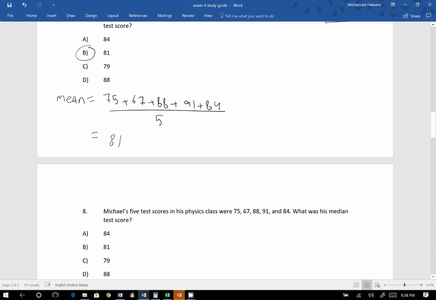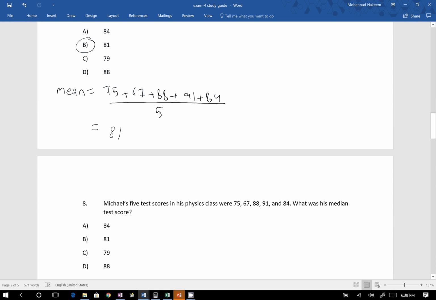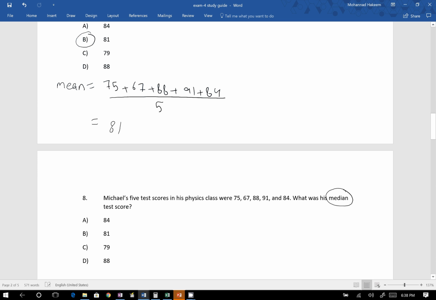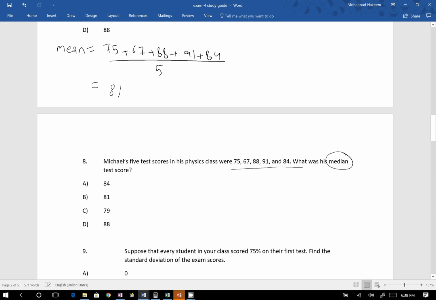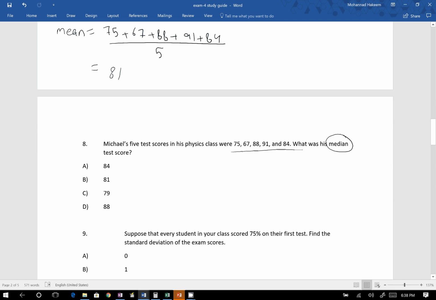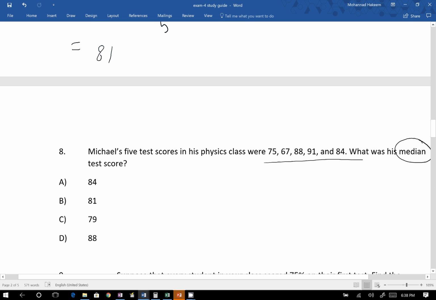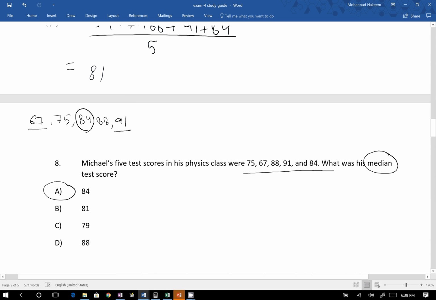Now, the following question is interesting. It gives us the same numbers and asks about the median of the test score. So in order to get the median, you will need to sort these numbers in order. So you have 67 as the minimum, and then you have 75, and you have 84, you have 88, you have 91. That's the minimum, that's the maximum, that's the number in the middle. This is your median.